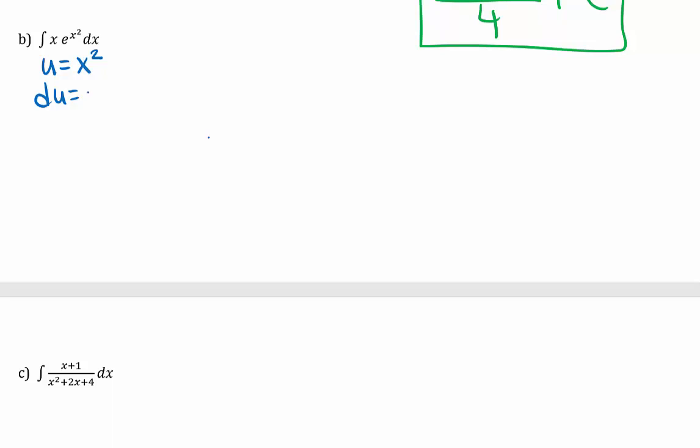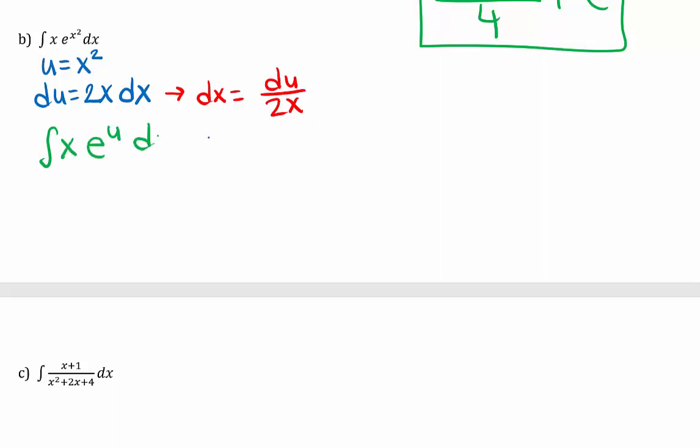So if u is x squared, my du is 2x dx. Solve for dx, that means dx would be du divided by 2x. I'm going to rewrite the integral, so I've got that x, e to the u, and then the dx becomes the du divided by 2x. I can tell the substitution is going to work because the x's cancel out, and I'm left with something that has u's only.